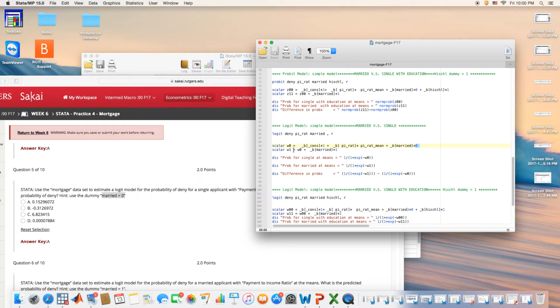And then we're going to repeat the same thing. We call it a different scalar that takes W0, but now married is multiplied times 1. Then we're going to have the probability of single at the mean, the probability of married at the mean, and then the difference in probability. Again, the question is asking you only about the difference, but in order to get to this point, you have to run each step before that. So we're going to run everything, right?